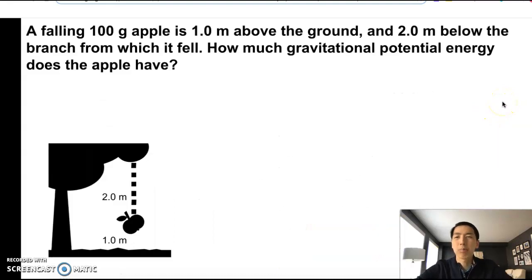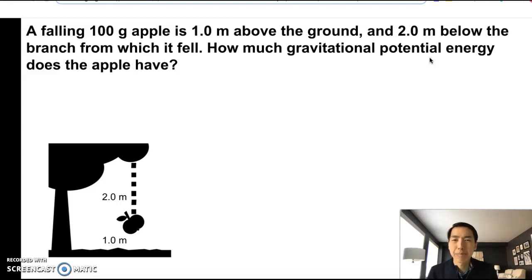So I'll just have 2 problems as an example. Here's number 1. A falling 100-gram apple is 1 meter above the ground and 2 meters below the branch from which it fell. How much gravitational potential energy does the apple have? So we're going to use the formula U equals mgh, but before we plug in the value for height h, we have to know where we're measuring the height from.